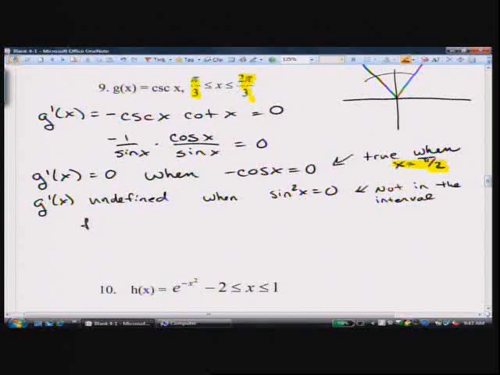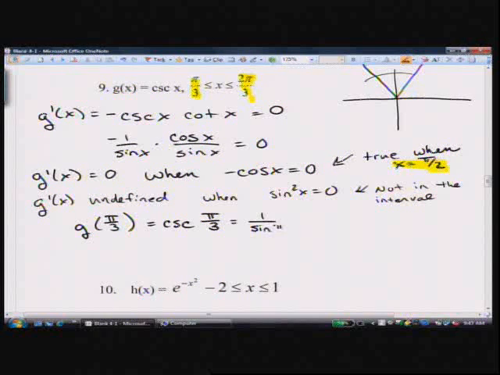So we'll do g at pi over 3, which is the cosecant of pi over 3. Remember, cosecant is 1 over the sine. 1 over the sine of pi over 3. And you might remember the sine of pi over 3 is square root of 3 over 2. So if you reciprocate that, that's going to be 2 over the square root of 3. Or if you look at that as a decimal, it's about 1.1.